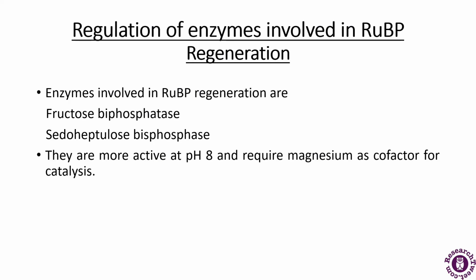Then the regulation of the enzymes involved in RuBP regeneration. The enzymes involved in RuBP regeneration are fructose bisphosphatase and sedoheptulose bisphosphatase. They are more active at a pH of 8, and they require magnesium as a cofactor for catalysis. These are the two enzymes required for this RuBP regeneration, and they are more active at pH 8 and require magnesium as a cofactor for the catalysis.